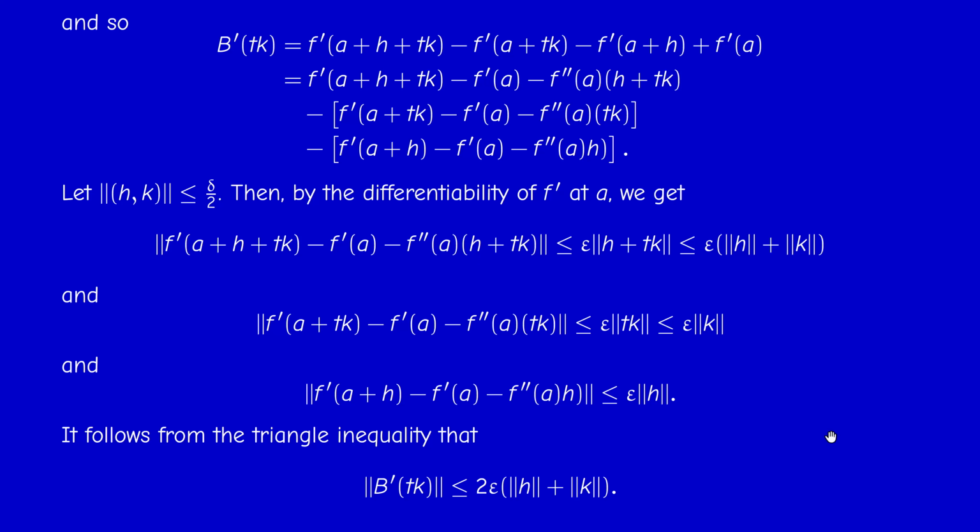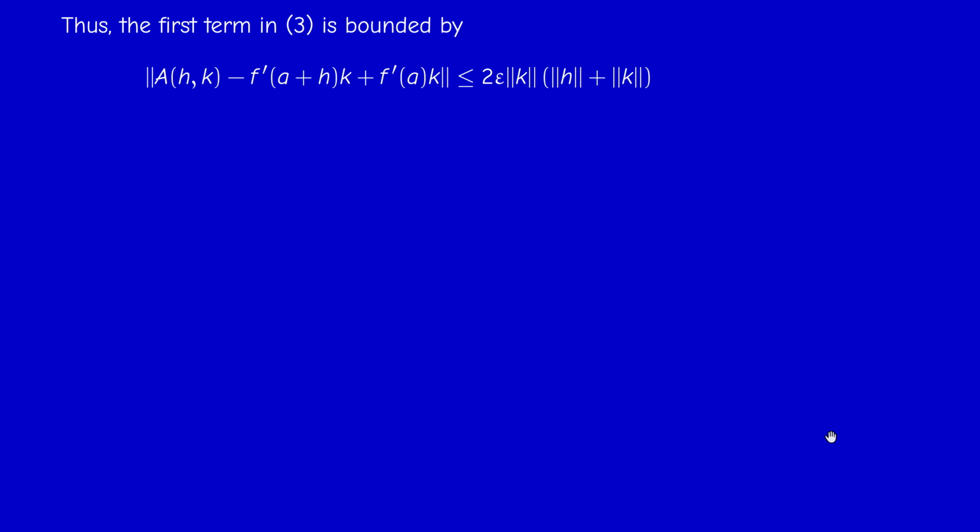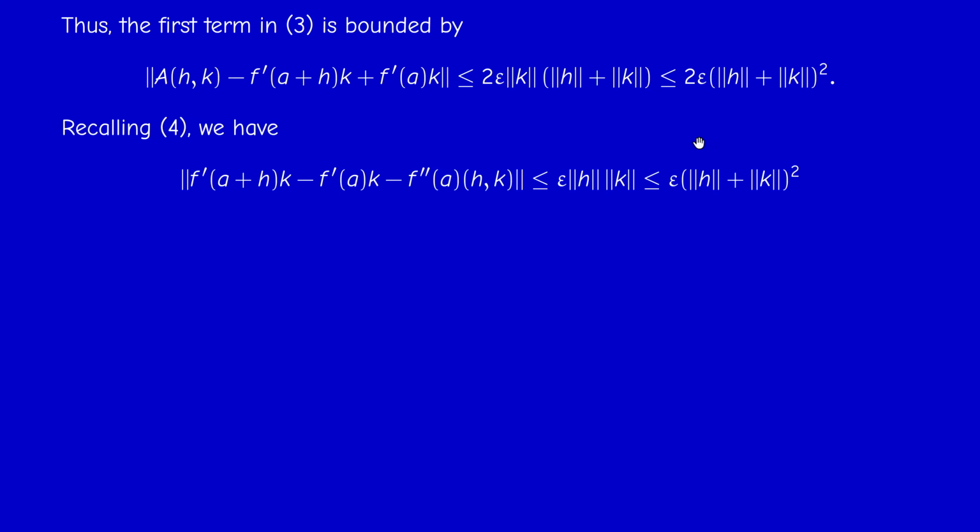Therefore, by the mean value theorem, I get 2 epsilon times norm of h plus norm of k, times norm of k. Remember the k because it comes from k minus 0. And this is of course less than, because norm of k is less than norm of k plus norm of h, so I get norm of h plus norm of k squared, right? So this concludes the estimate of the first term, which was a little bit difficult.